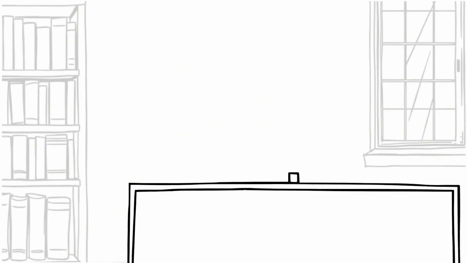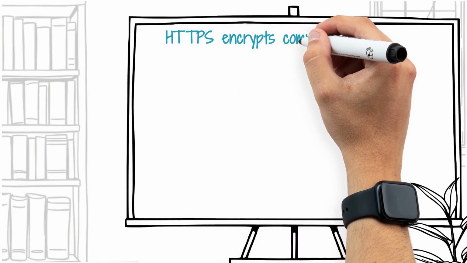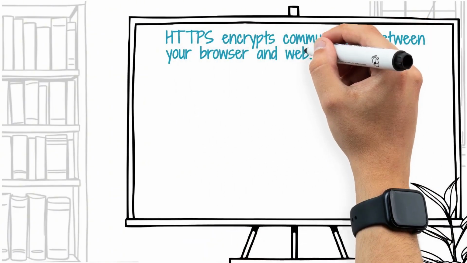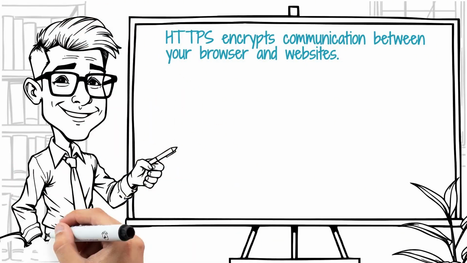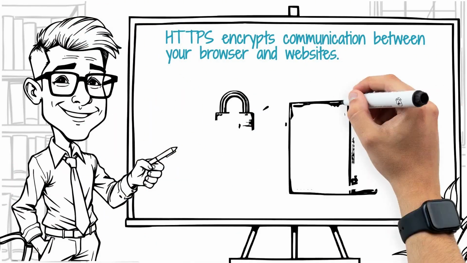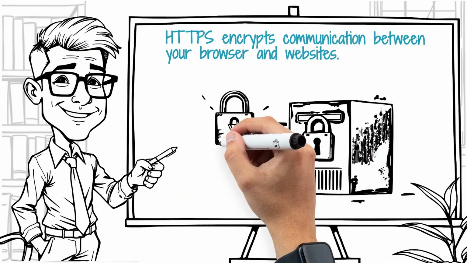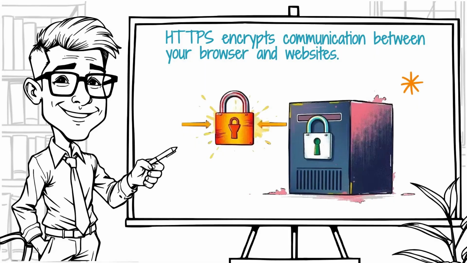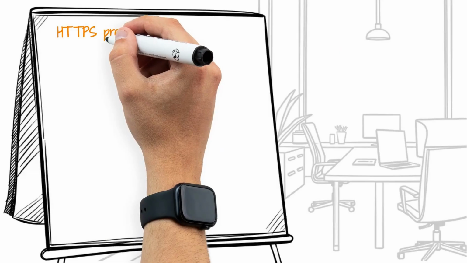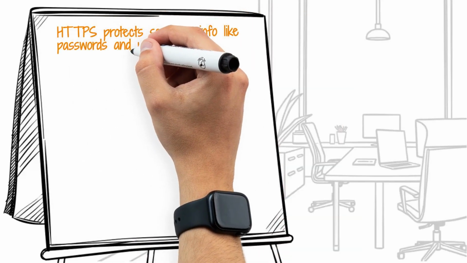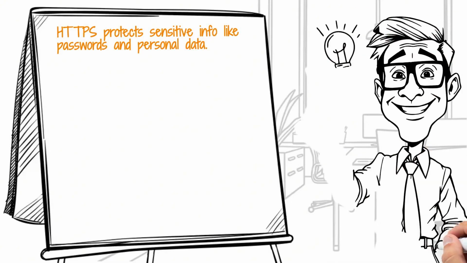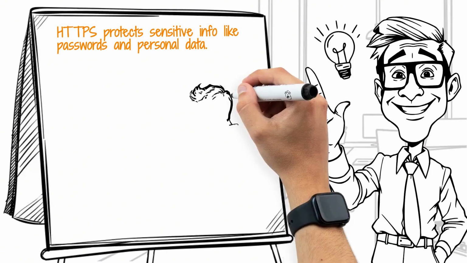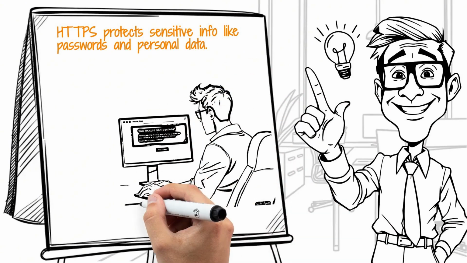HTTPS, Hypertext Transfer Protocol Secure. HTTPS is the secure version of HTTP. It works exactly like HTTP, but encrypts all communication between your browser and the website using SSL or TLS encryption. This protects sensitive information like passwords, credit card numbers, and personal data from hackers. Today, nearly every major website uses HTTPS, and modern browsers even warn users before visiting websites that don't use it.